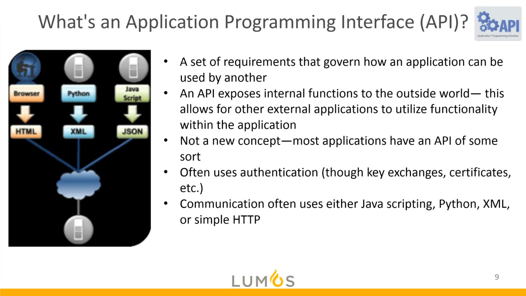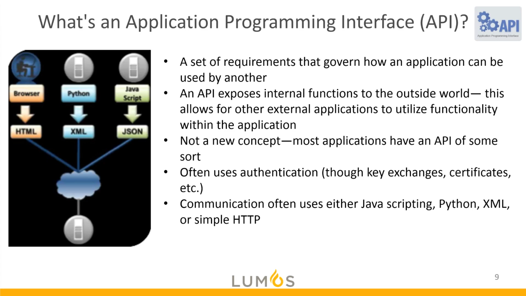I don't have to sit here and scratch my head and say, well, I hope to see this, but I might not. So if not, then I'm going to see this, or if not, I'm going to see the whole thing that we just went over. Okay, this is not a new concept. Most applications have an API of some sort. They often use some sort of authentication, either a simple username and password, key exchanges, certificates, or tokens. And then communication often uses native Java or Python, or it could be over simple HTTP with some sort of serial data format like XML and JSON that we'll talk a little bit more about in a moment.